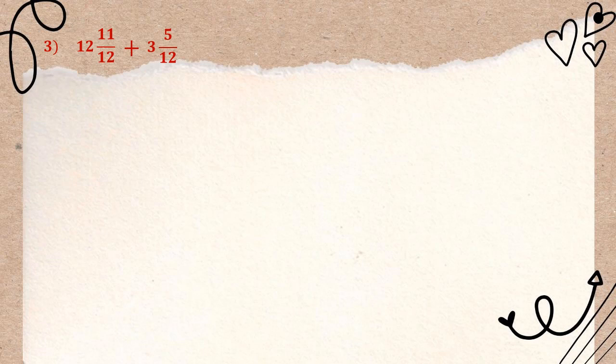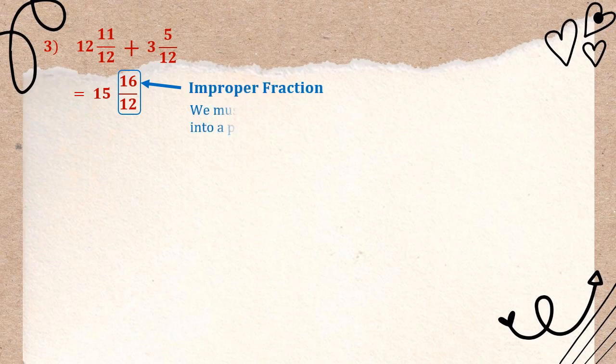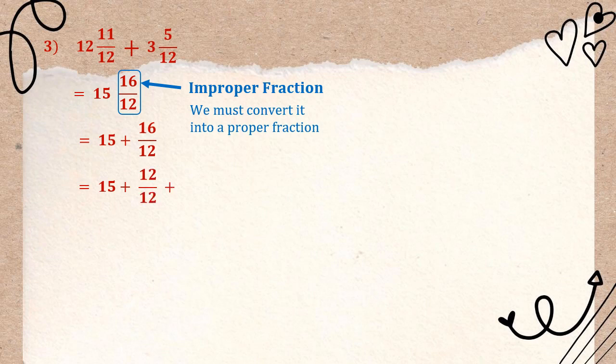Look at the third example. We add the two whole numbers, 12 plus 3 is 15. We add the two fractions, we get 16/12. Now 16/12 is an improper fraction, which means we need to convert it into a proper fraction. So we can write it as 15 plus 16/12. Now we keep 15 plus as is, and we convert this improper fraction into a mixed number. We can write it as 12/12 plus 4/12, which means we can replace the 12/12 with a 1 because they both are the same, and 4/12 we keep as it is. The final answer we get is 16 4/12.